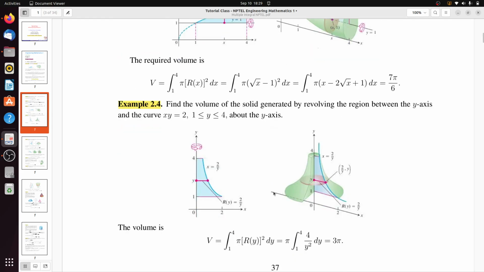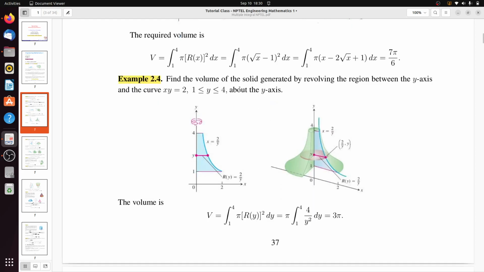Now another interesting problem. Find the volume of the solid generated by revolving the region between the y-axis and the curve xy equal to 2, where y belongs to 1 to 4. So till now we have discussed formulas about revolving areas around the x-axis. Now the concern is, if you are supposed to determine the volume of the solid generated by revolving around the y-axis, how to tackle this?